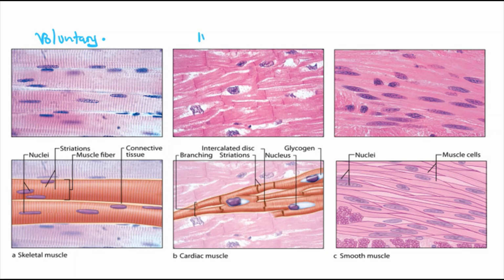This is cardiac muscle. It is involuntary. You can't control it. It's found in the heart. It is branched and it is joined by intercalated discs. Further, it also has striations, but not as many striations as those that are found in skeletal muscle.